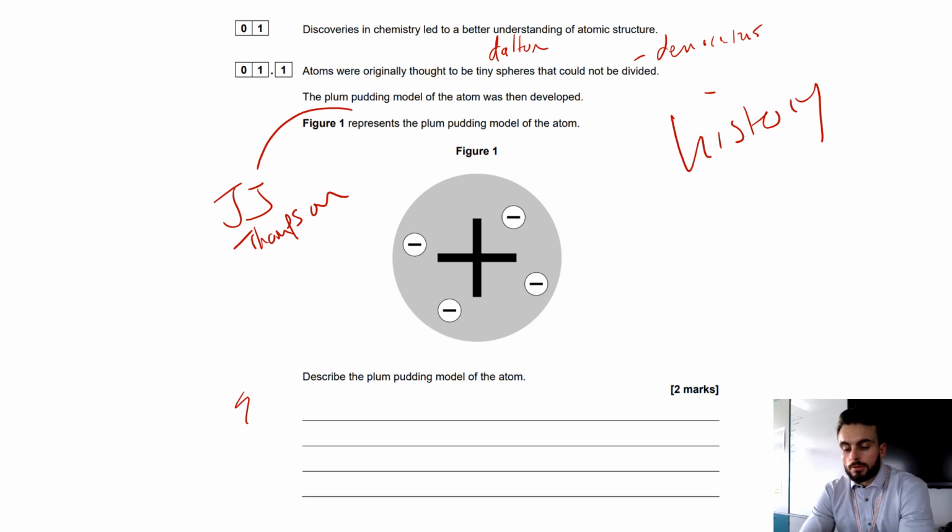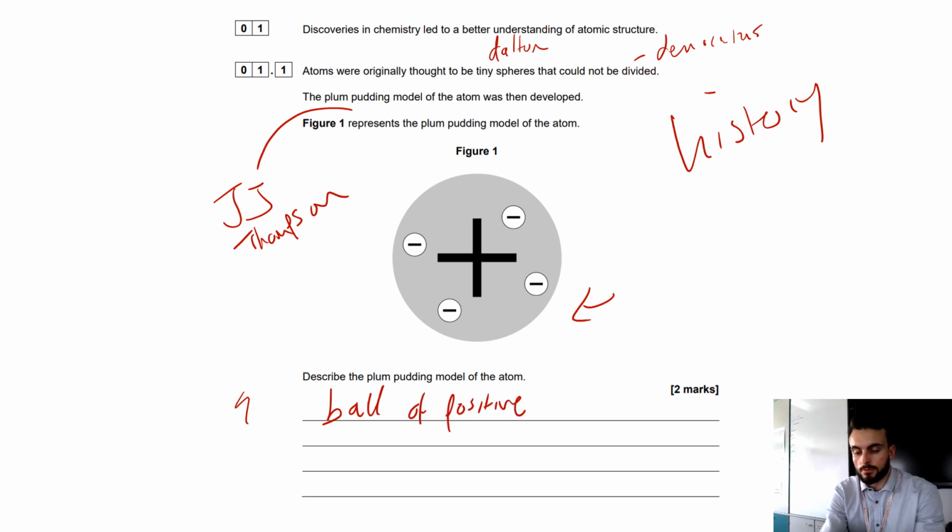Describe the plum pudding model. So you just look at the picture and use the picture to help you answer this question. So the first thing you can say is, how do we describe this? Let's go for the plus part first. The first thing we can say is it's got a ball of positive charge. Right, positive, negative, you're always looking for the word charge. And then the second thing, there's a few ways you could say this, but you've just got to think about what are these negative signs supposed to be?